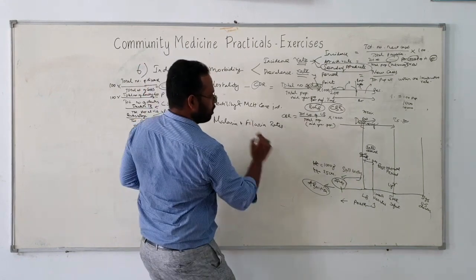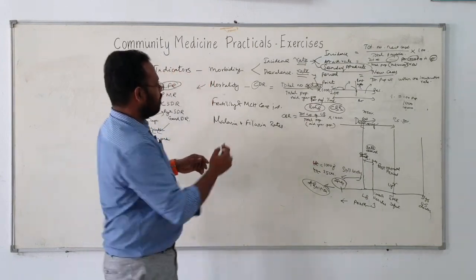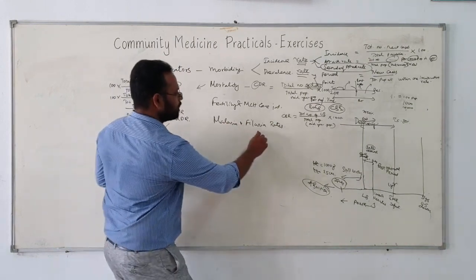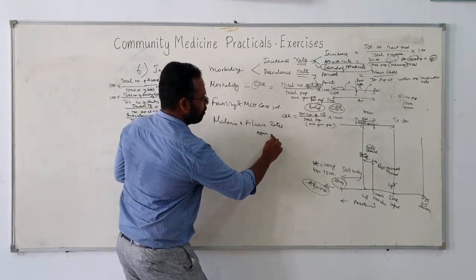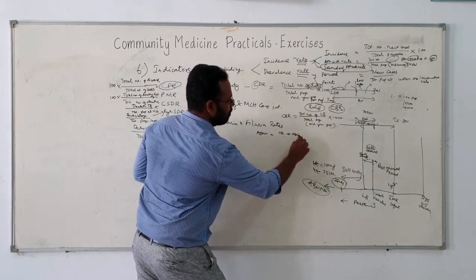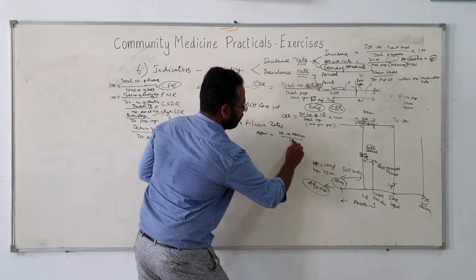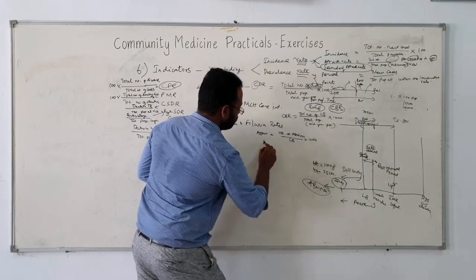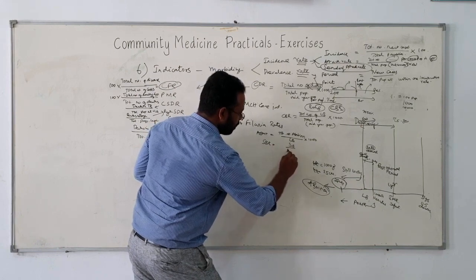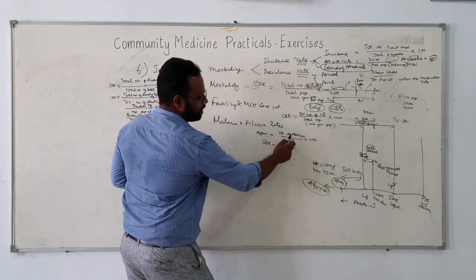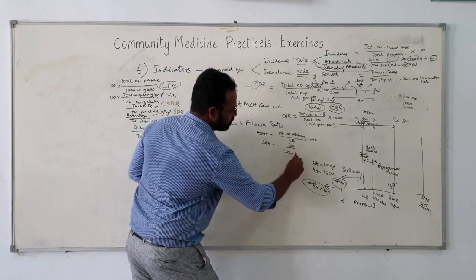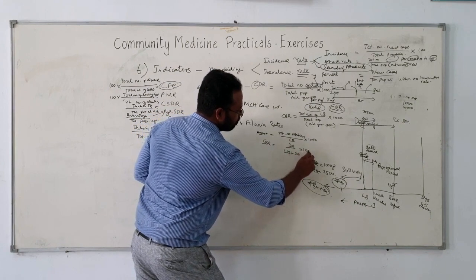Now, whatever is possible here, we can put in the formula. Abortion rate is total number of abortions divided by total number of live births into 1000. Stillbirth rate is total number of stillbirths divided by live births plus stillbirths into 1000.